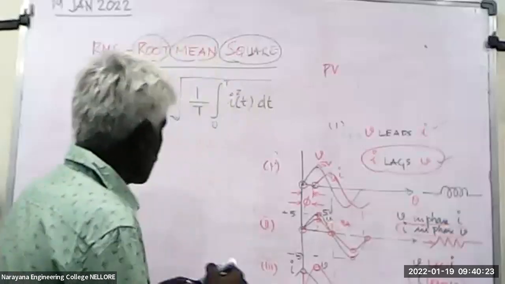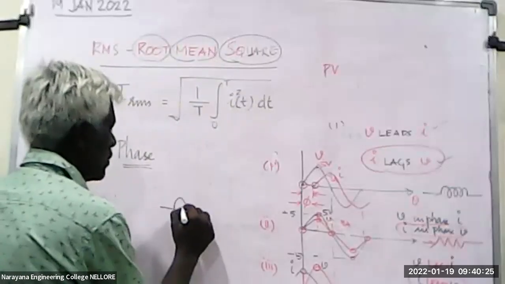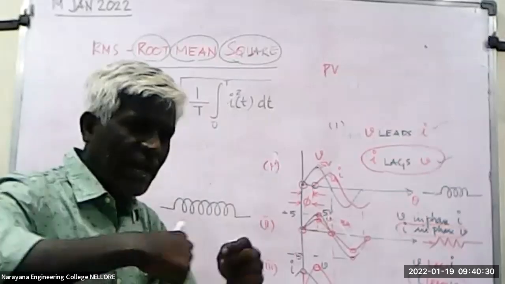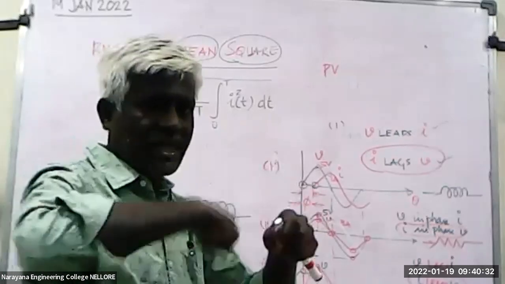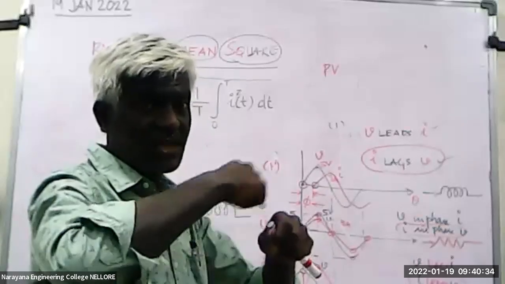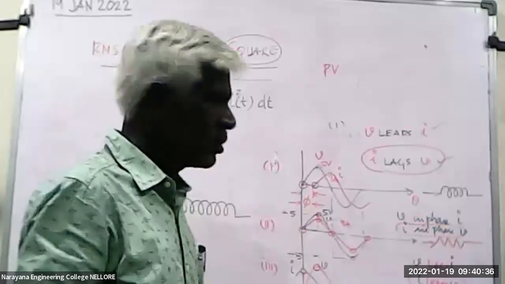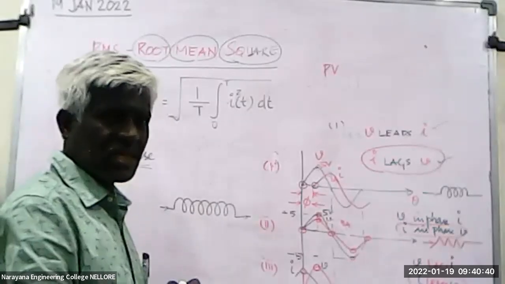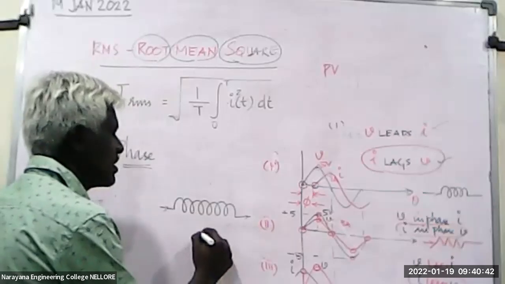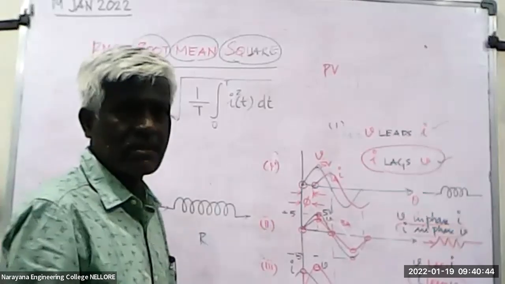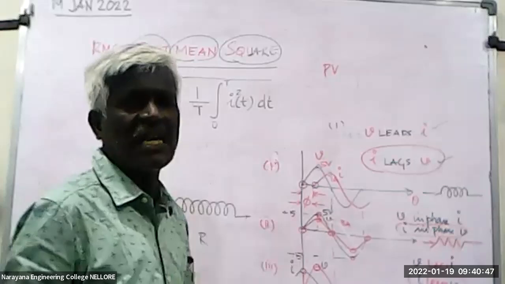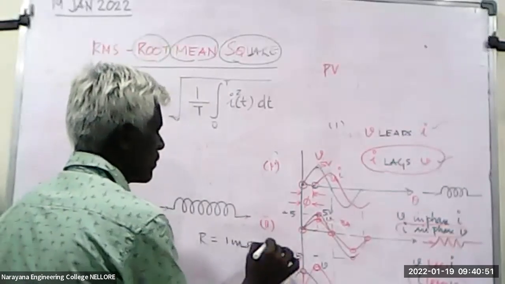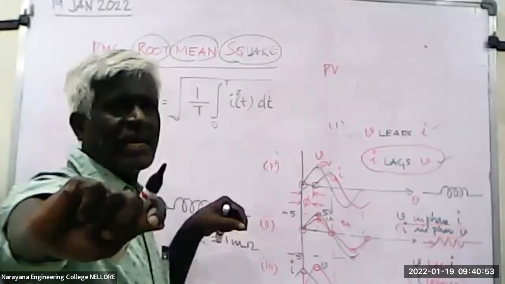For example, you take inductance. What do we do? We take wire and wind it across some core. But this wire is copper. Copper will have its own wire resistance. It may be very small, maybe milliohms, say for example, 1 milliohm. You take any straight wire also, it has some resistance.